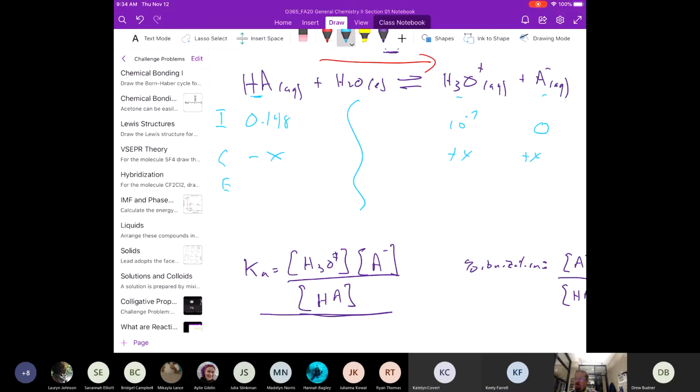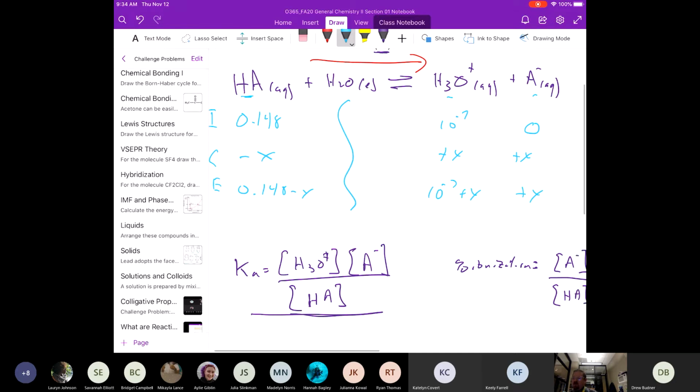So that at equilibrium, we're going to get 0.148 minus x, 10 to the minus 7th plus x, and plus x. Now, if we look at this one, this is going to be fairly complicated math, but what do we know about this value in comparison to that value? Is 10 to the minus 7 a large number or a small number? 10 to the minus 7 is a very small number, right?